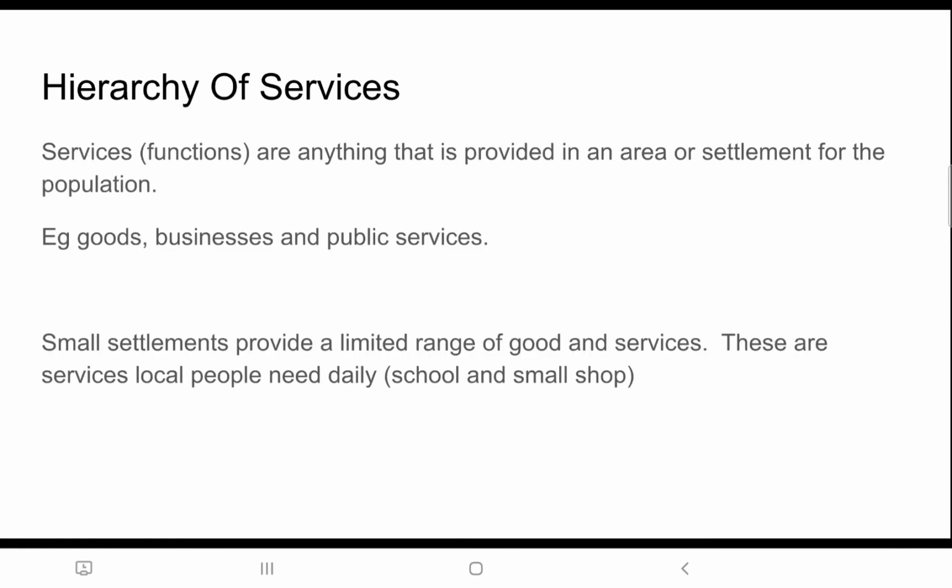So we've had a hierarchy of settlements. We also have a hierarchy of services, and services or functions are anything that's provided in an area or settlement for the population. So services can be goods, they can be businesses, shops, public services, schools, things like this. So small settlements provide a limited range of goods and services. These are services local people need daily, like schools and small shops.